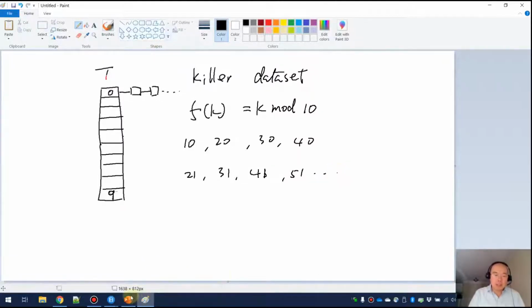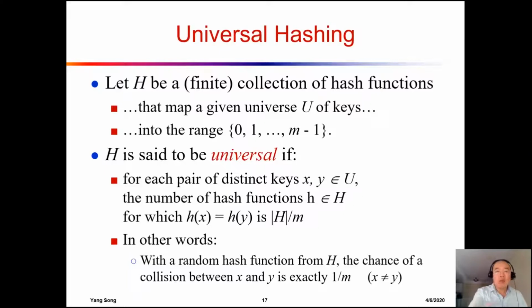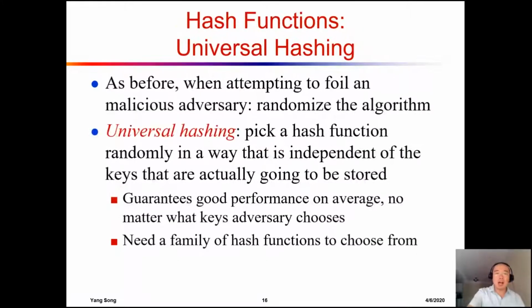So you may ask, how can we fix it? How can we prevent our hash table from getting killed by a killer dataset? The answer is, instead of relying on only one hash function, how about we create a lot of hash functions, and that is a family of hash functions. When we initialize a hash table, at that time we pick a hash function, and we use that hash function for the remainder of the time.